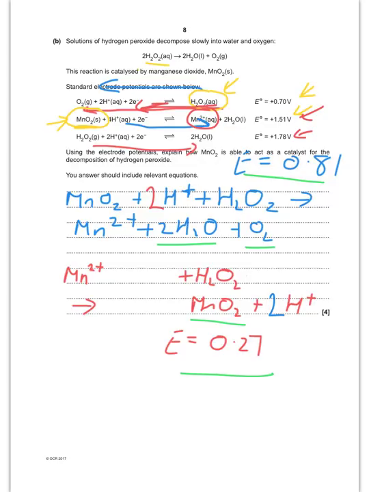You may think, oh, well, where does the H+ come from? Well, you notice that you make H+ here, but you use H+ there. So if you added these two equations together, the H+ would also cancel as well.